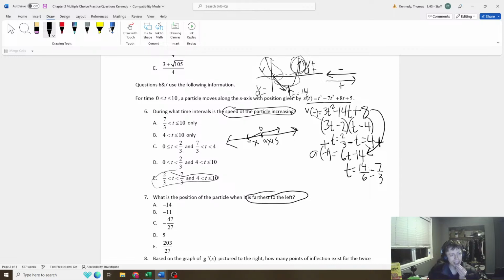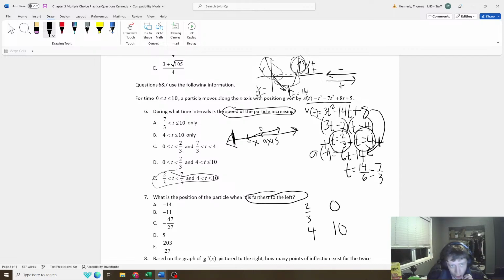So that's kind of the idea with the question. When we're farthest to the left, we're at the absolute minimum value for this x of t function. For this, we're going to need to use the 2 zeros of the derivative, the 2 zeros of the velocity equation, which are the critical points of the position equation, and they are 2/3 and 4. But we also need to test the endpoints 0 and 10.